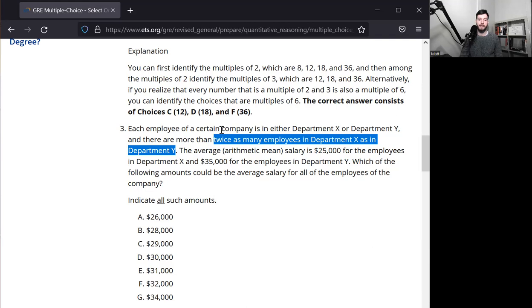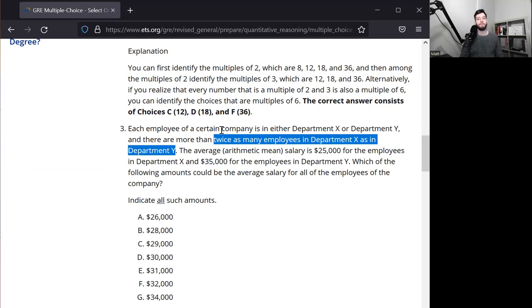If I had more in X than in Y, then my average would be skewed towards the number of people in Department X. Why? Because imagine if you had a room full of people who are 6 foot tall and only one person who's like 5'4". Would the average be exactly between 6 foot and 5'4"? No, the average would be very close to 6 feet. Our average is getting closer to the 25,000.